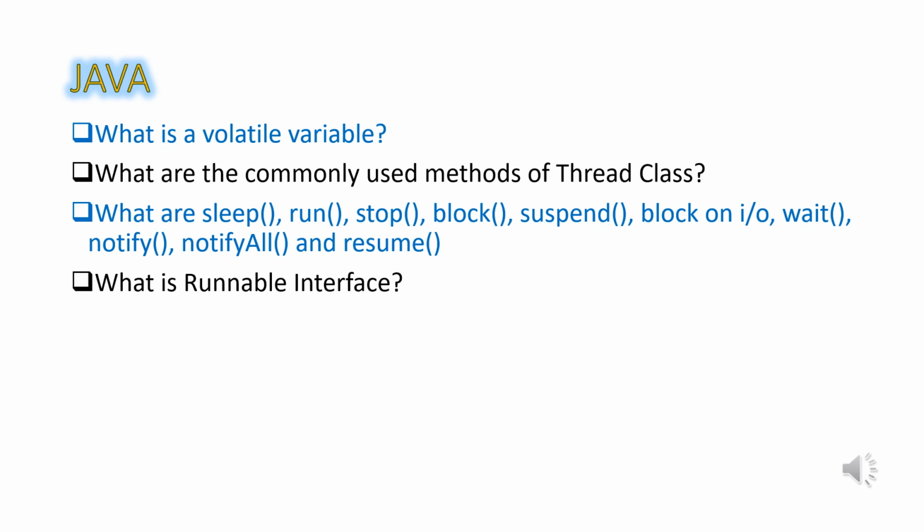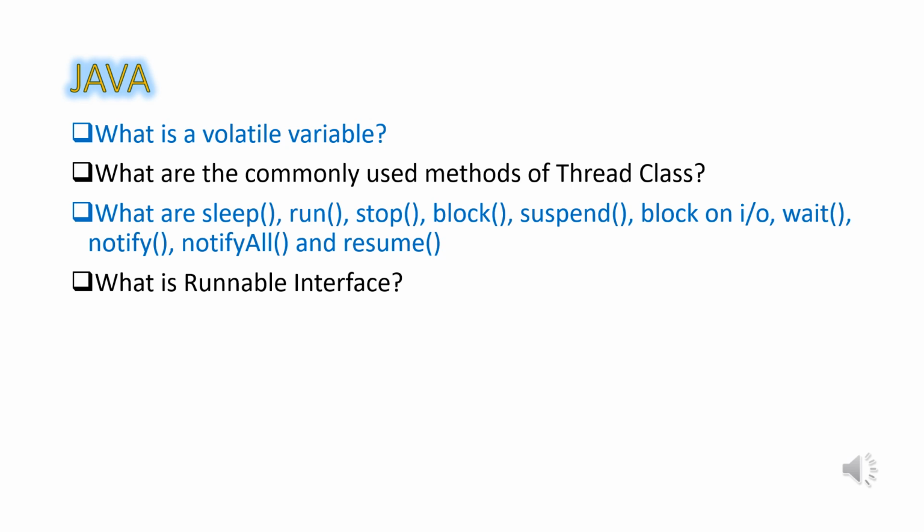Second one is what are the commonly used methods of thread classes. So we have many methods here, sleep, run, many methods are there, so you need to explain. Third question is about that only. What are sleep, run, stop, block, suspend, block on IO, wait, notify all, and resume methods. So we need to explain all these methods with good examples.